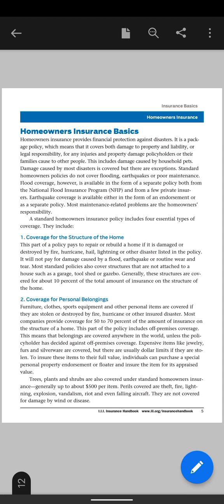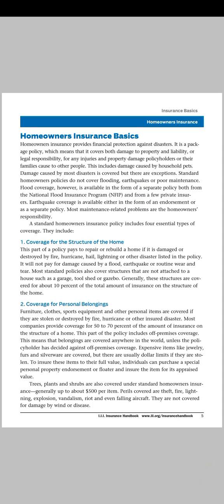A standard homeowner policy includes four essential types of coverage. They include number one, coverage for the structure of the home. This part of the policy pays to repair or rebuild a home if it is damaged or destroyed by fire, hurricane, hail, lightning, or other disaster listed in the policy. It will not pay for damage caused by flood, earthquake, or routine wear and tear.